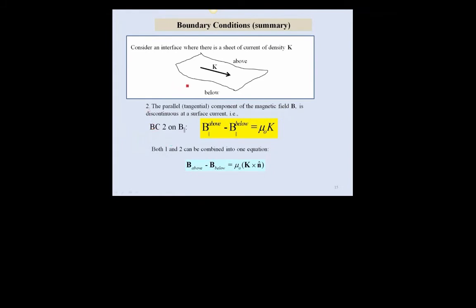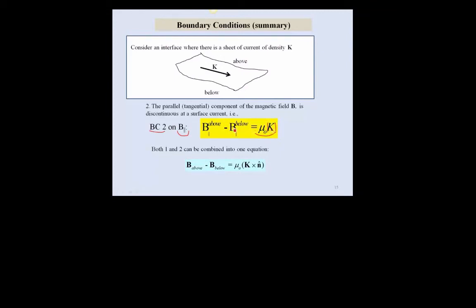If you have the same condition here and you take a look at the tangential component of B, it's discontinuous, and that discontinuity is going to depend on the current density, the surface current density. So this is the second boundary condition, and this is on B parallel or tangential. And so what you have here is that the tangential above, tangential below, with the minus sign, is proportional to the current density, and it's mu0 times K. Okay, now this is the magnitude of K. This is not the vector K.